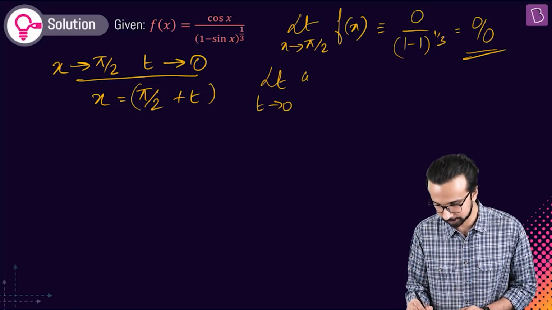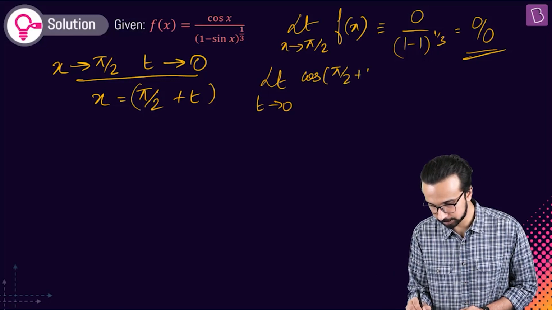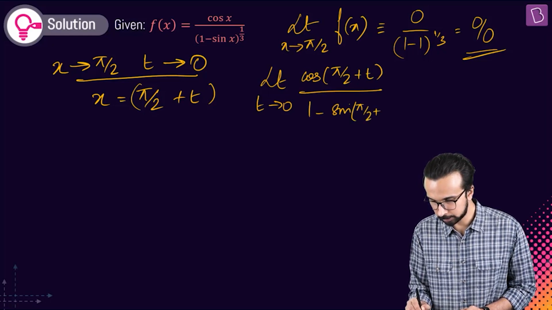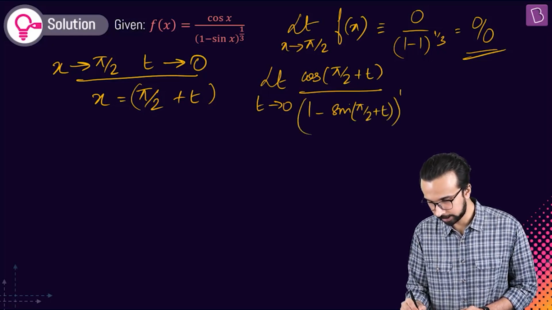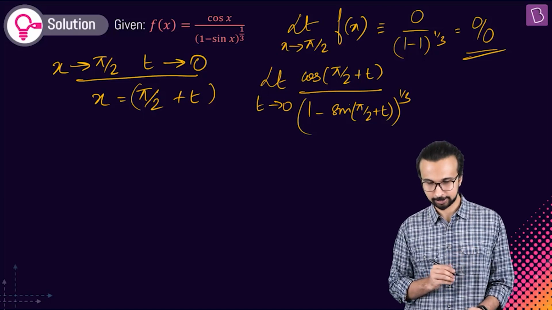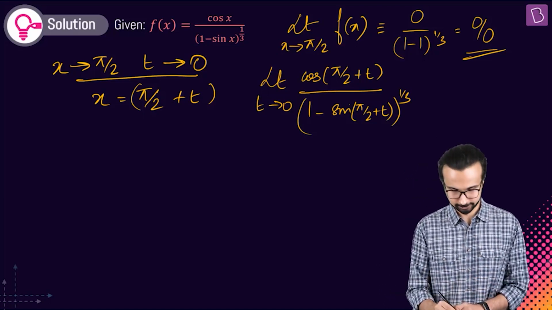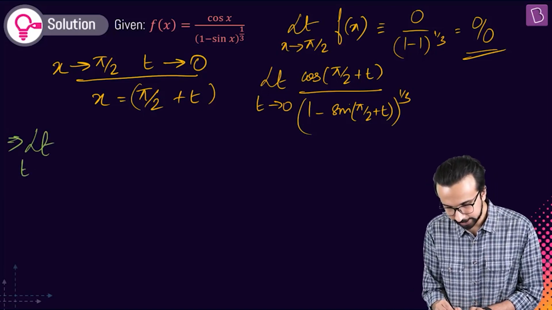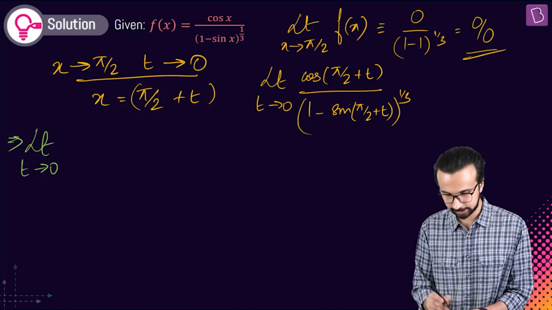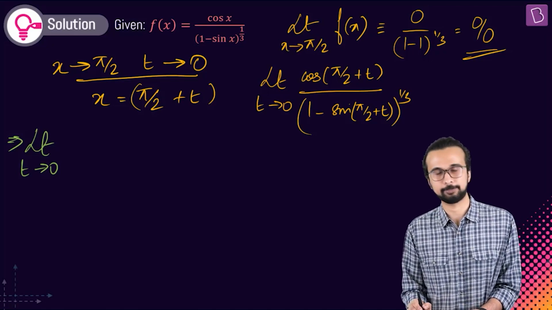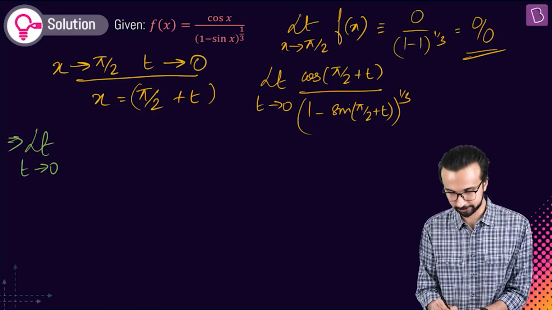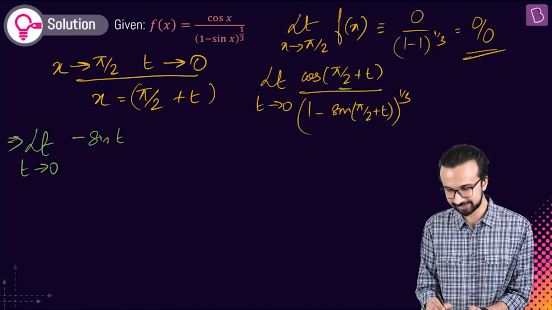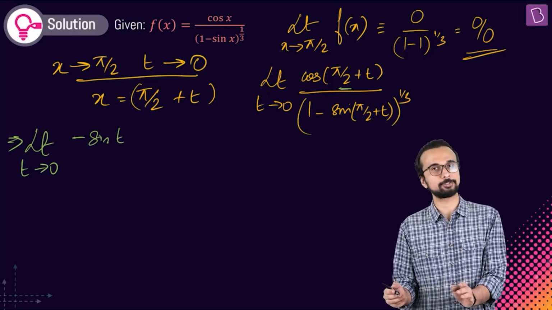So this becomes cos of pi by 2 plus t in the numerator, and 1 minus sine of pi by 2 plus t, raised to 1 by 3, in the denominator. What does this further become? Here we get the limit t tending to 0. Cos of pi by 2 plus t: in the second quadrant, cos is negative, and since the angle here is pi by 2 plus t, this becomes sine. So cos of pi by 2 plus t becomes minus sine t.